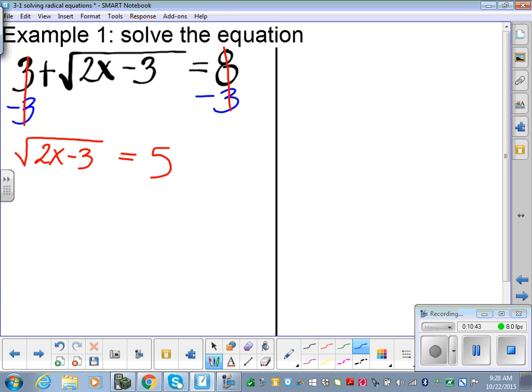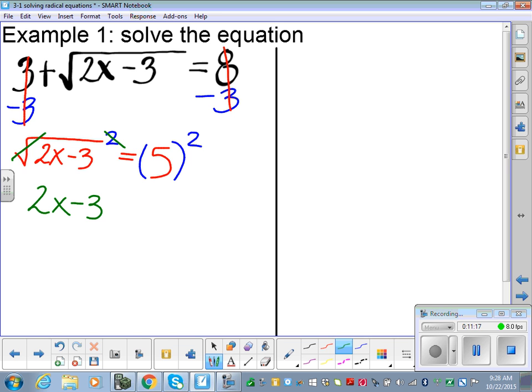Now your steps will say, now get rid of the radical, applying the correct inverse. So how do we undo the square root? Square. Very good. How do you undo squares? Square roots. Squares undo square roots undo squares. So this is a square root, so we're going to square both sides of the equation, and I'm going to put it in parentheses. So then our root cancels out with our power on the left, leaving us with 2x minus 3.